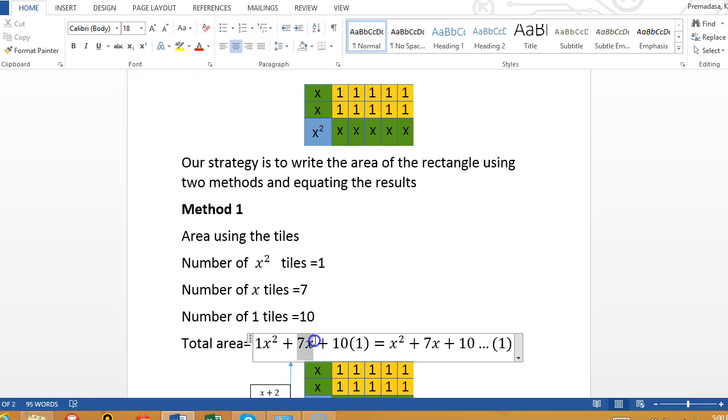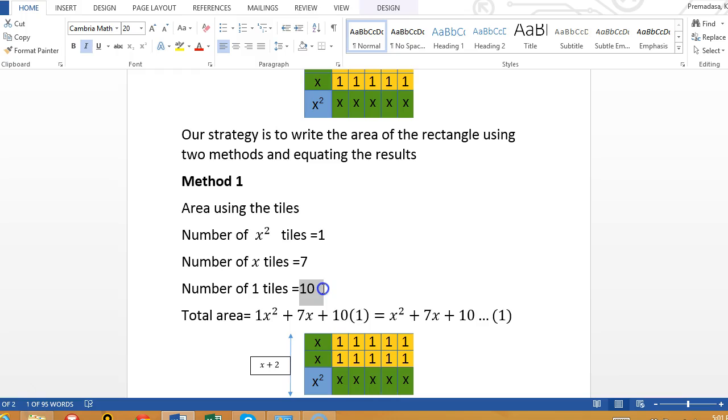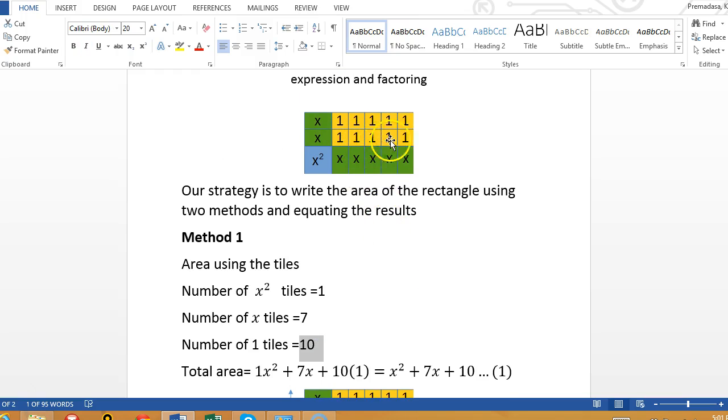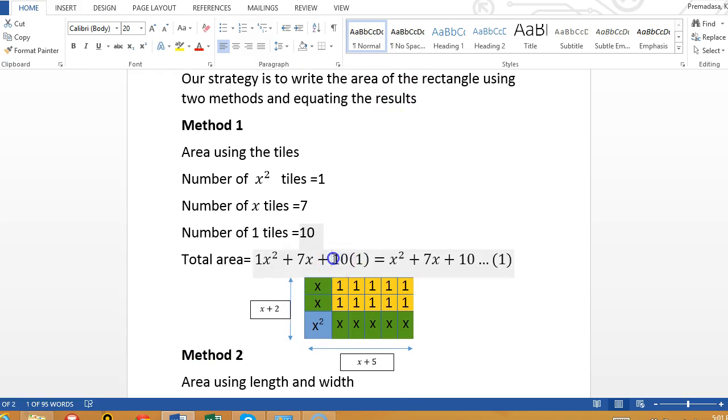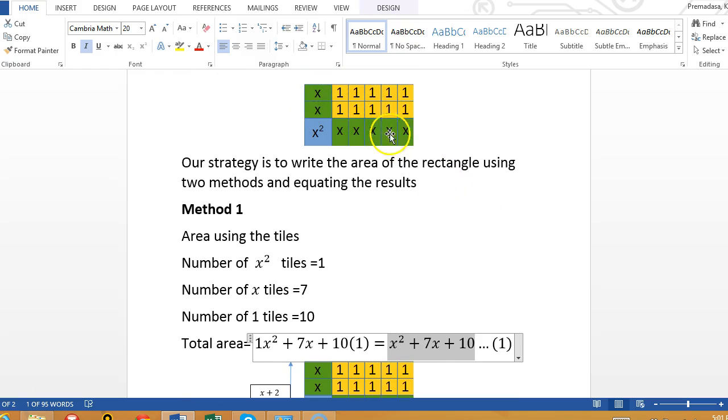So we have 7x, and then we have 1s. How many 1 tiles are there? There are 10 1 tiles: 1, 2, 3, 4, 5, 6, 7, 8, 9, 10. Each of these 1 tiles has an area of 1, so 10 of those will give an area of 10. So the total area will be 1 times x squared plus 7x plus 10, which means 1 x squared tile, 7 x tiles, and 10 1 tiles, which is x squared plus 7x plus 10. That is the quadratic expression represented by this tile arrangement.